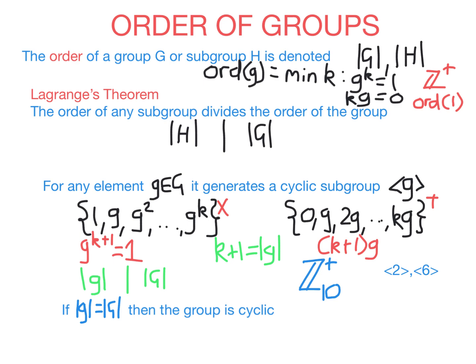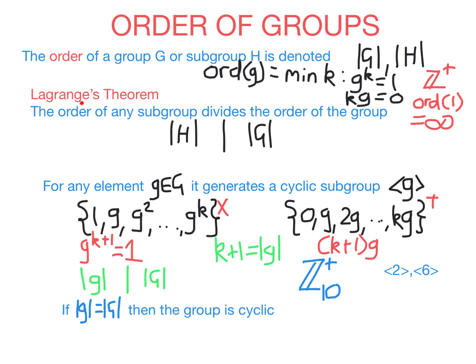So too, an element can have infinite order. If we look at the normal integers under addition, the order of 1 is equal to infinity. It doesn't matter how many times you add 1 to itself, it will never ever give you 0. And that's why it has infinite order. So it is possible for an element to have infinite order if the group itself has infinite order.